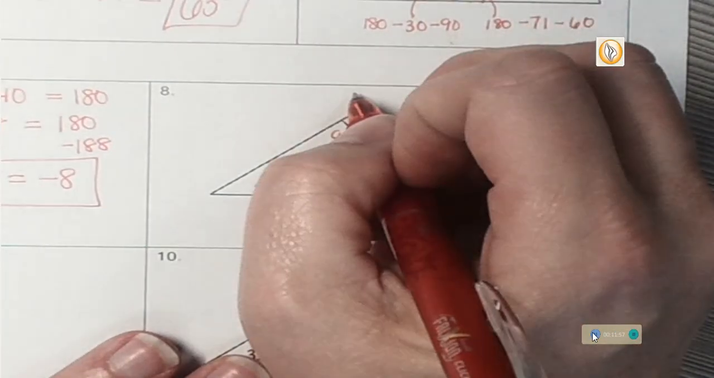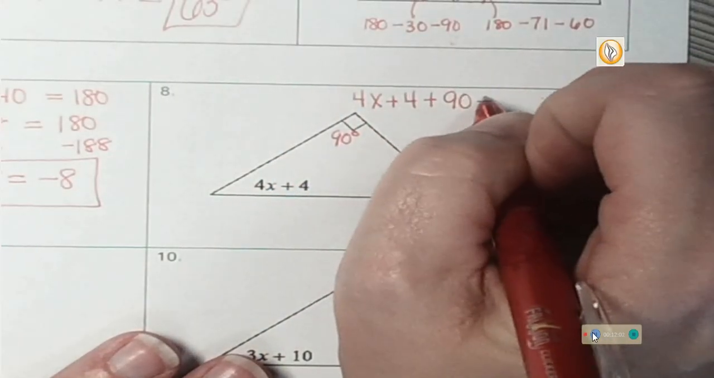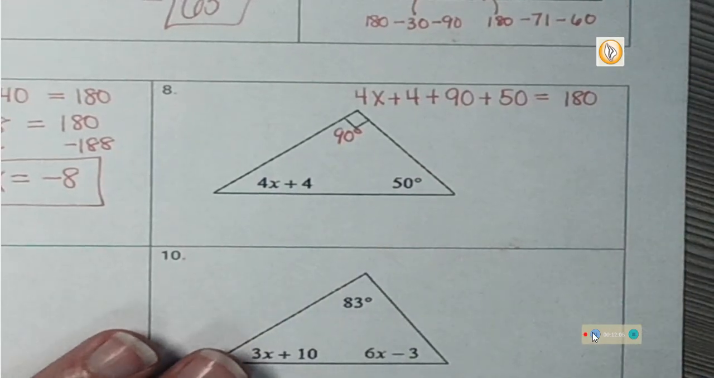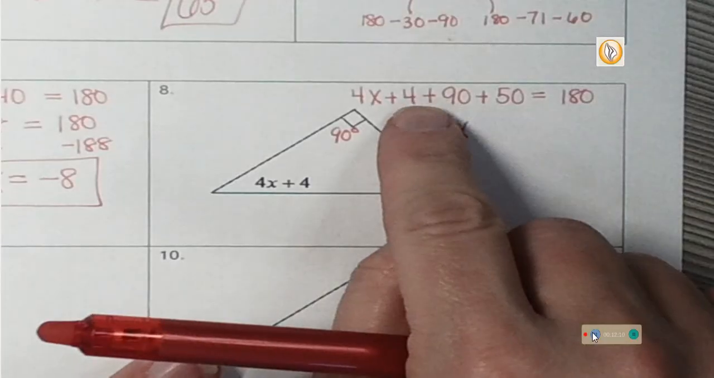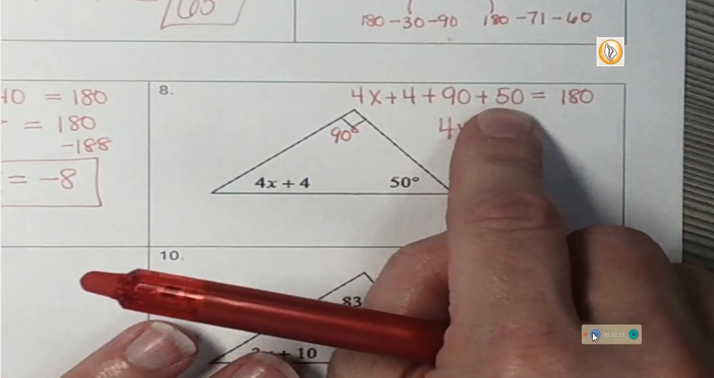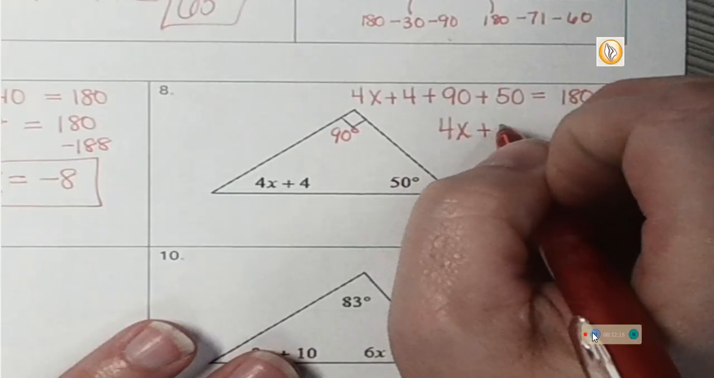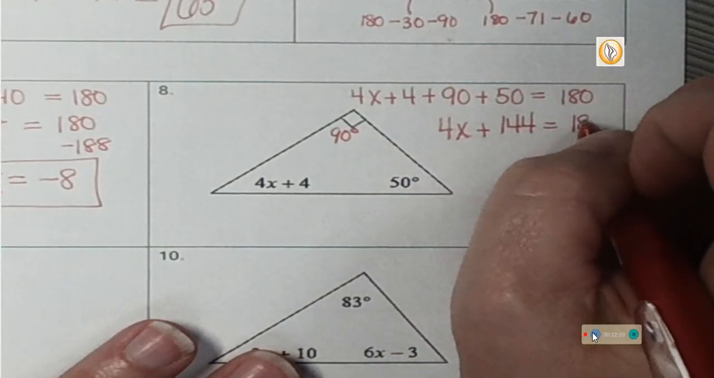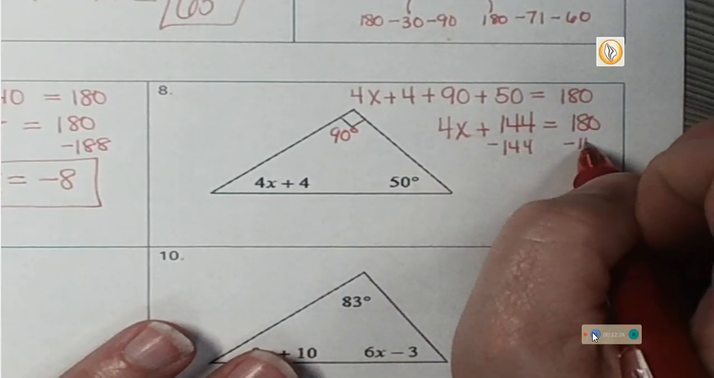180. So, 4x plus 4 plus the 90 plus the 50 equals 180 degrees. Now you're going to solve. So I bring down my 4x. I have to simplify this side. I did 50 plus 90 plus 4, and what did y'all get? 144. You're already there. And so then I'm on minus 144. I'm getting y'all to check my math.